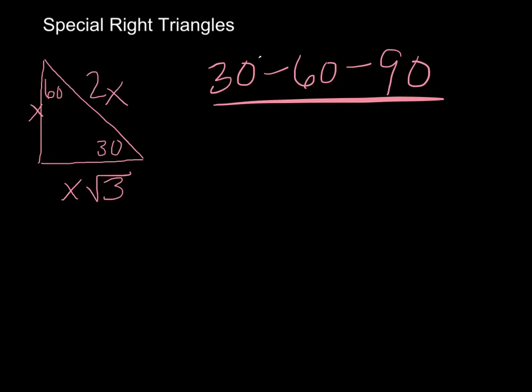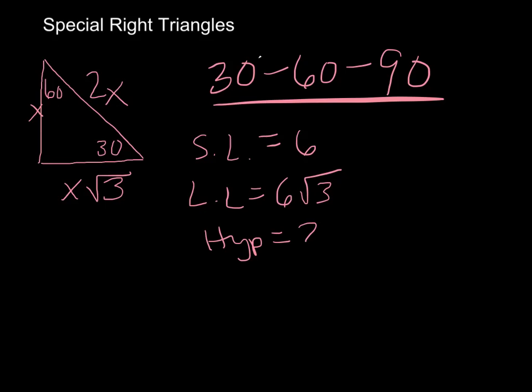and then my hypotenuse is going to be twice my short leg. So if I was given that my short leg, and I'll just abbreviate that SL, equals 6, I can tell you what the rest of it's going to be. I can tell you now that the long leg is going to be 6 radical 3, and then I can tell you that the hypotenuse is going to be 2 times 6, which is 12.